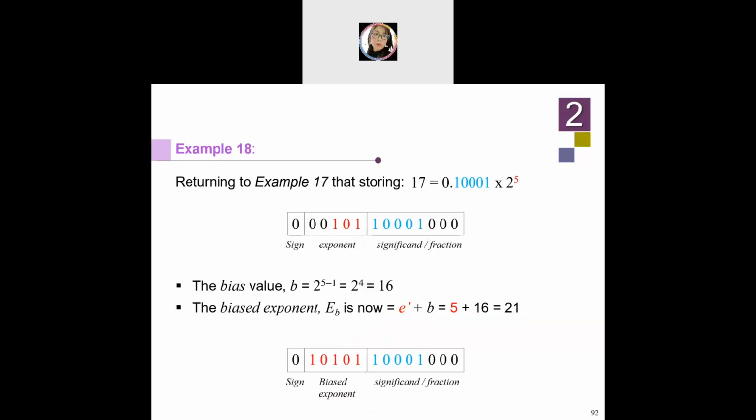As long as you know that the purpose of moving to this bias exponent format is that if there is a negative exponent, it's going to be trouble later on. You cannot use this normal exponent format. You need to use the bias exponent to get it. Okay.